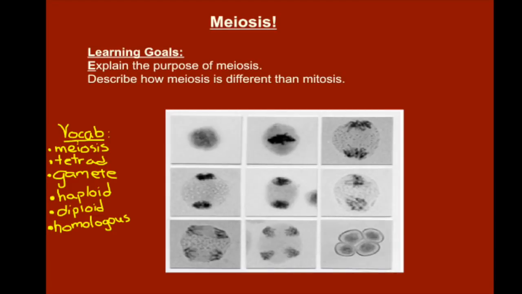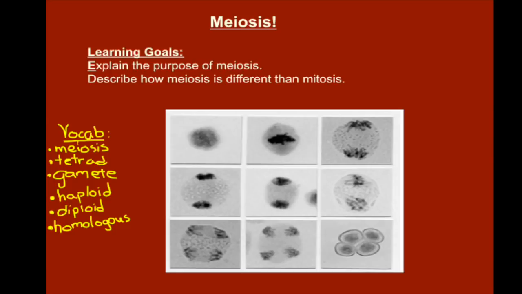Hello there! Today you are going to learn about meiosis, which is the other type of cell division. So write down these learning goals under Part A. Number 1, you are going to be able to explain the purpose of meiosis. Number 2, you are going to be able to describe how meiosis is different than mitosis.